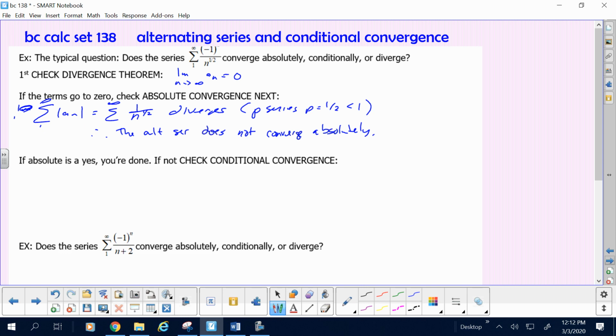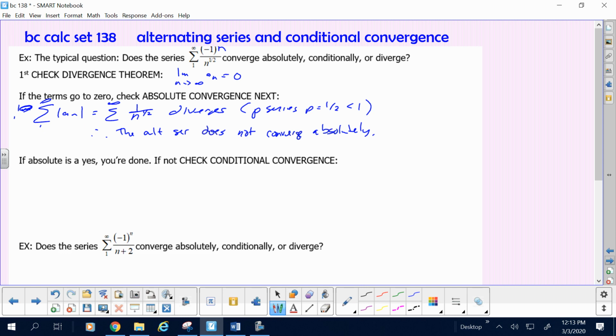Now maybe it will converge by virtue of the alternating negative. Did I cut this off? Yeah, it's cut off. Is it n or n plus nothing? Okay, it doesn't matter. Okay, cool. Now, this is the new stuff of the day.